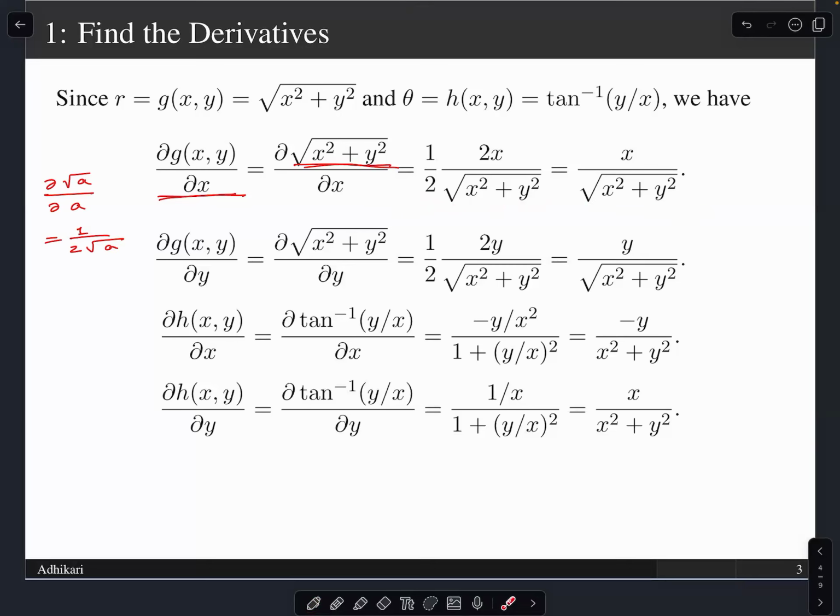And in a similar manner, we can differentiate g with respect to y, and it's quite similar. And simplifying the derivative, we get this expression for the second derivative.